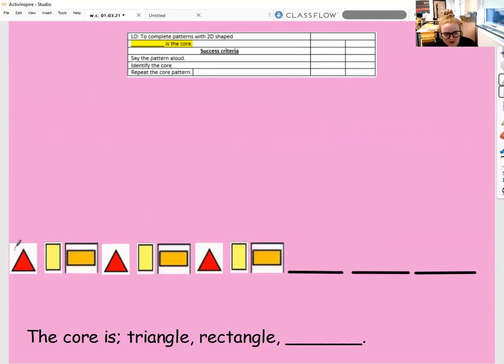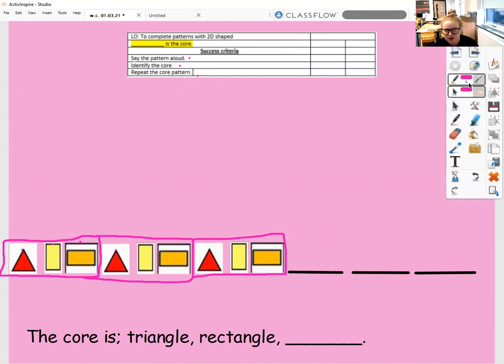So the core is, we're going to find the core first. So I can see it goes triangle, rectangle, rectangle, oh, and another triangle, and a rectangle, rectangle. So I can see my core is here, triangle, rectangle, rectangle, and then it repeats triangle, rectangle, rectangle, triangle, rectangle, rectangle. So I've said the pattern aloud and I've identified my core. And now I want to repeat the pattern.